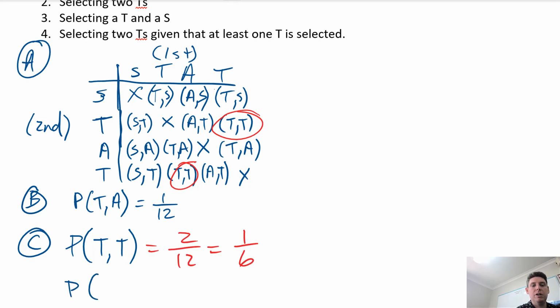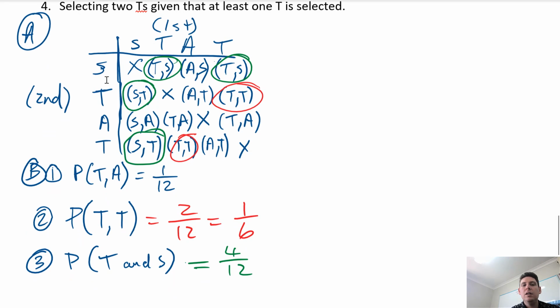The probability of a T and an S. So this might trip you up. A T and an S. So does the T have to be first? No. So be careful of the wording. So it could be ST or it could be TS. So 4 out of 12.